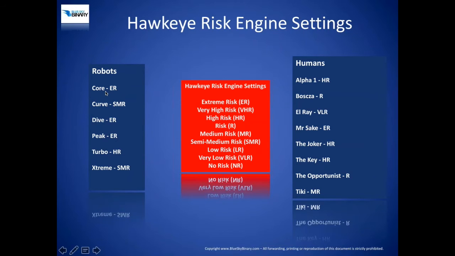Starting with Core, which is a robotic signal, we are advising ER, which is extreme risk, which just means instant replication. The moment the signal is fired, the system replicates it. For Curve, we're going for SMR, which is semi-medium risk. That means the system will do a few calculations after Curve is fired, and then it will take the signal or decide not to take it.